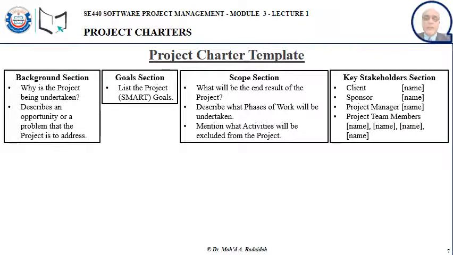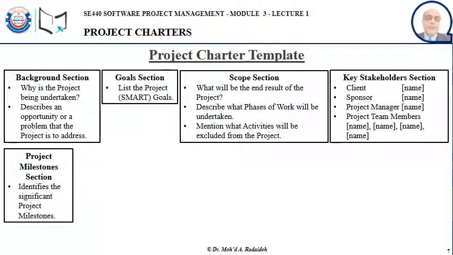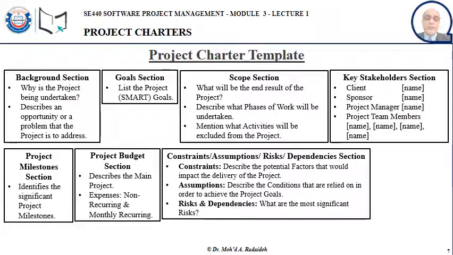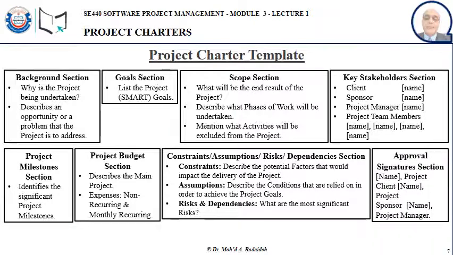Also the key stakeholder section, the client name, the sponsor, the project manager, the team members by name or by role, mostly by roles. The project milestone section, also the project budget section, the constraints, assumptions, risks, and their dependencies as well. They are given a section in the project charter. And the last part is the approval and signatures section. So a typical project charter would have these 8 sections in it.